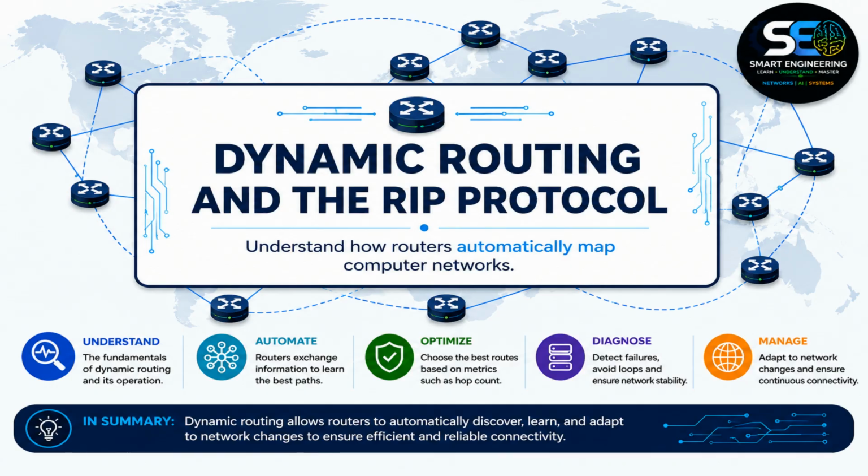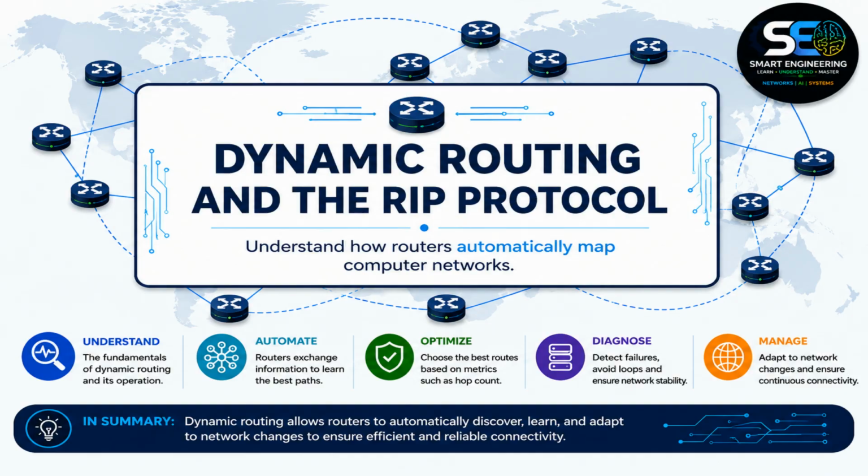In a modern computer network, routers must be able to automatically find the best paths to transmit data. As networks become very large, with dozens or even hundreds of routers, it becomes practically impossible to configure all routes manually. This is where dynamic routing comes into play.